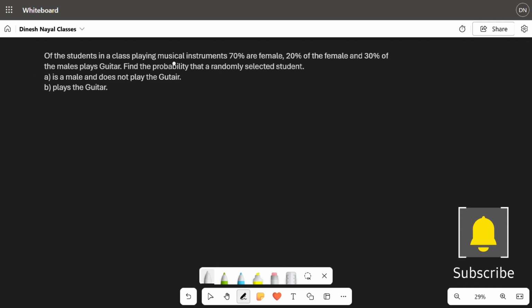Of the students in a class playing musical instruments, 70% are female, 20% of the female and 30% of the males plays guitar. Now see, 70% are female, that means 30% are male, and 20% of the females and 30% of the males plays guitar. Find the probability that a randomly selected student is a male and does not play the guitar. Okay, now B, plays the guitar.